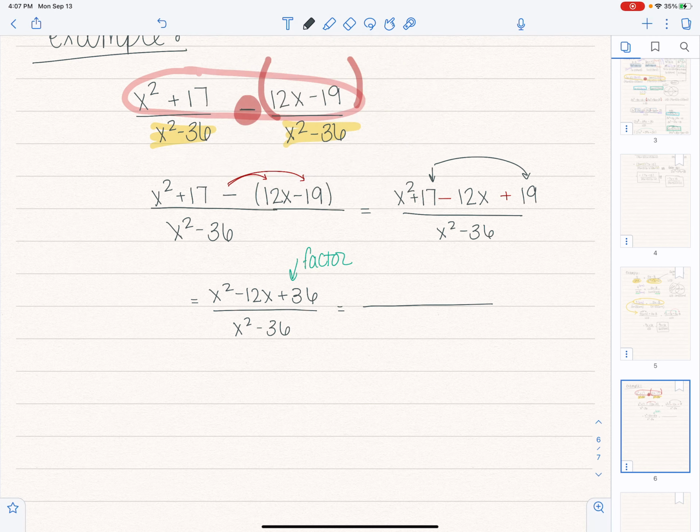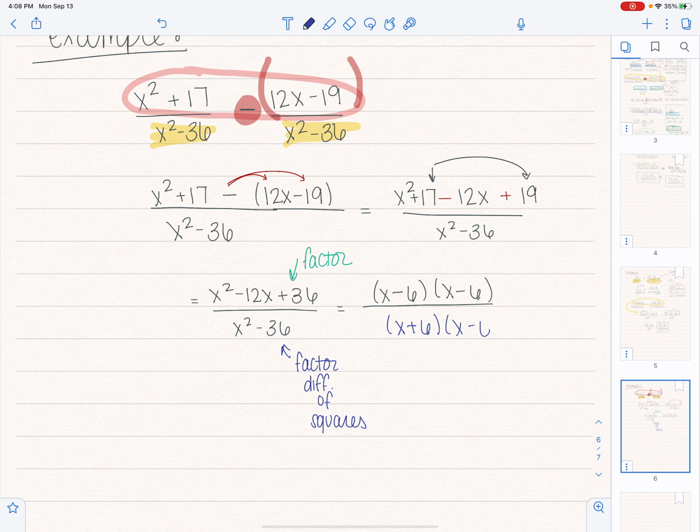All right, hopefully you factored that, and it factors to x minus 6, x minus 6. Now, this is the first time we're seeing this: because the denominator was already matched, I didn't have to factor the denominator ahead of time. So what I'm going to do here is also factor that denominator. This is a difference of squares, so take a second, pause the video, and factor that difference of squares. All right, you should have gotten x plus 6, x minus 6.